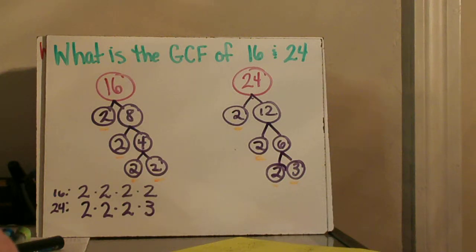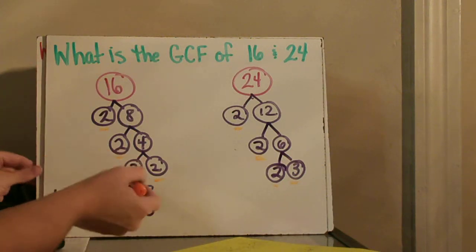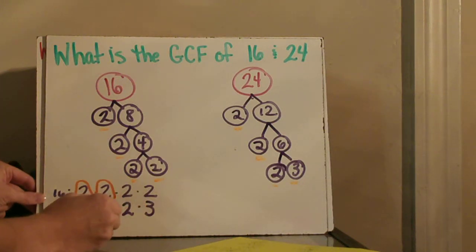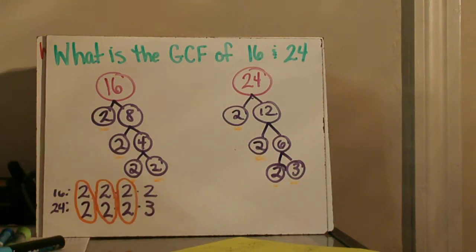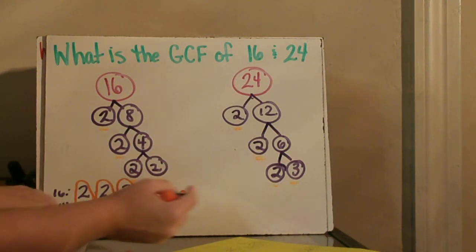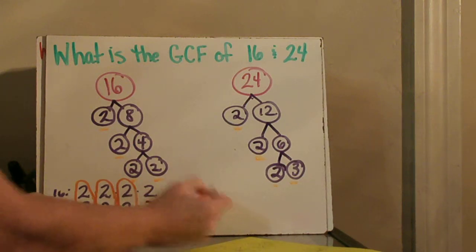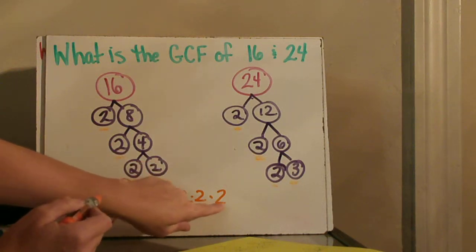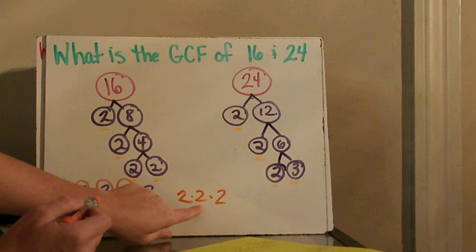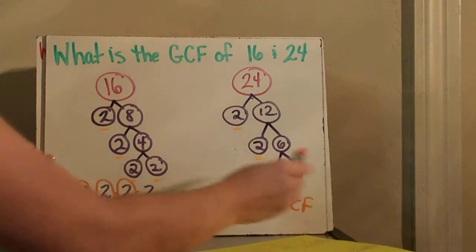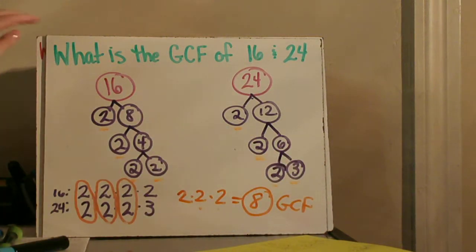And now I'm ready to find the prime factors they have in common. They have this set of 2's in common, and this set of 2's in common. They have no other prime factors in common. So now I take the numbers that they had in common. They had a set of 2's, another set of 2's, and another set. So they had 3 sets of 2's in common, which means I want to say 2 times 2 times 2. Well, 2 times 2 is 4, and 4 times 2 is 8. So 8 is the greatest common factor of 16 and 24.